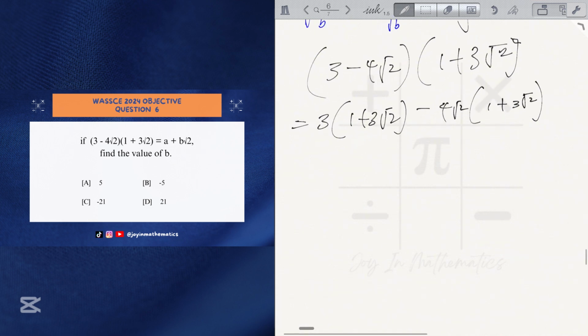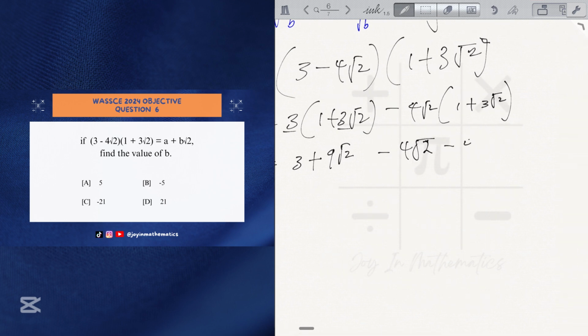So moving on, we'll open the bracket by 3. This will result into 3 plus 9 root 2, because 3 multiplied by 3 will give us 9 root 2. And we'll have minus 4 root 2 multiplied by 1, and we'll have minus 4 root 2. And similarly, we'll have minus 4 root 2 multiplied by 3 root 2.